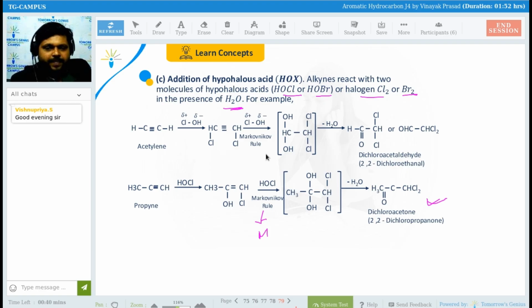But what is happening here? In case of Cl and OH, OH is more electronegative. So here this will have the minus charge and this will have the plus charge. OH will be attached to that carbon which has the more carbocation stability. So the final compound will form with OH shifting to this carbon only. Clear everyone? According to the Markovnikov rule.